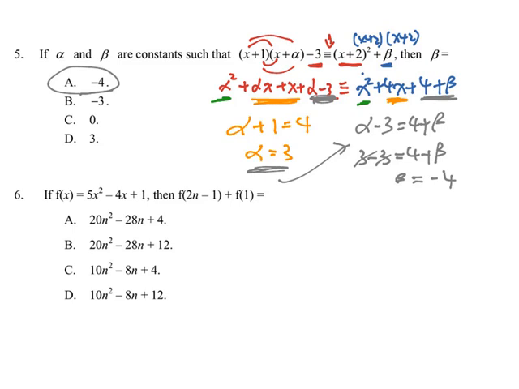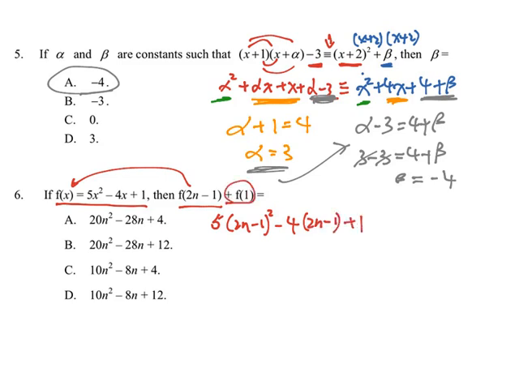Next, question 6 is about the function. For this one, we need to substitute x equal to 2n minus 1. So put inside, that means replace x. So it becomes 5 open bracket 2n minus 1 close bracket square minus 4 times 2n minus 1 plus 1, and then plus f1. So that means we substitute 1 into x. So we get 5 times 1 square minus 4 times 1 plus 1.